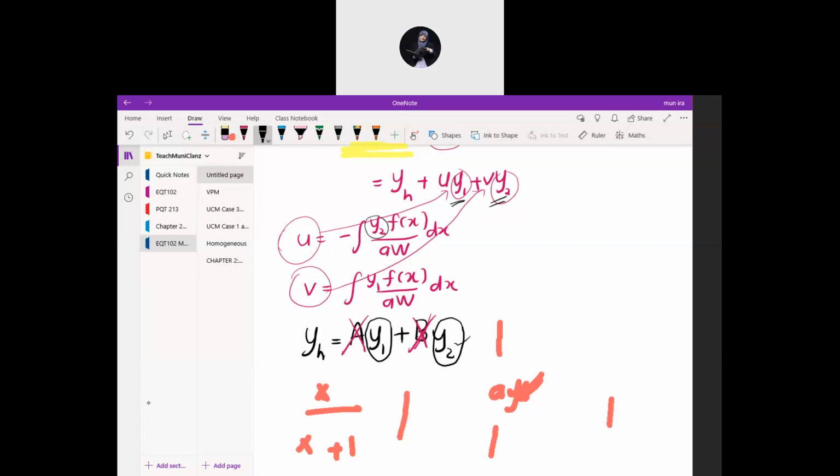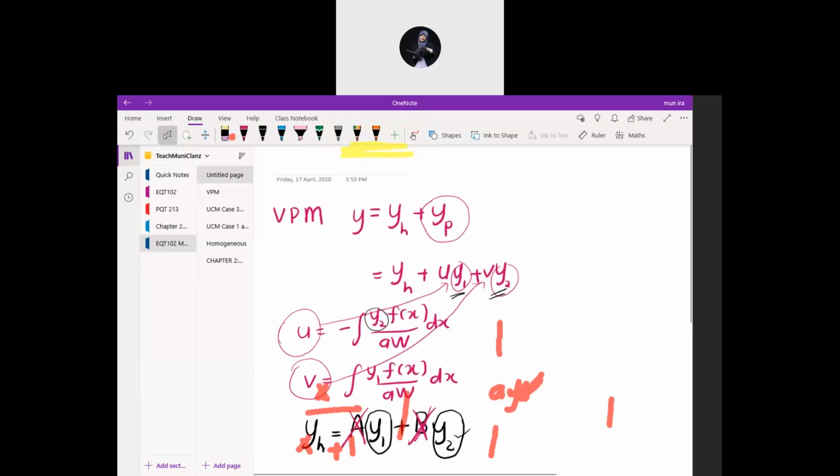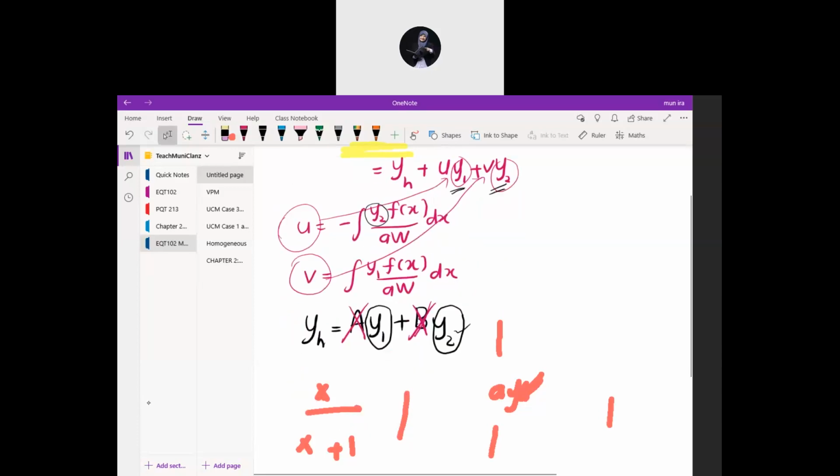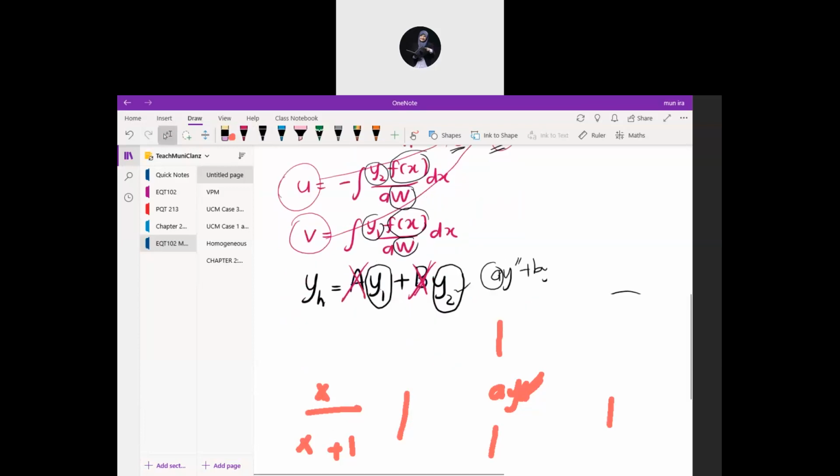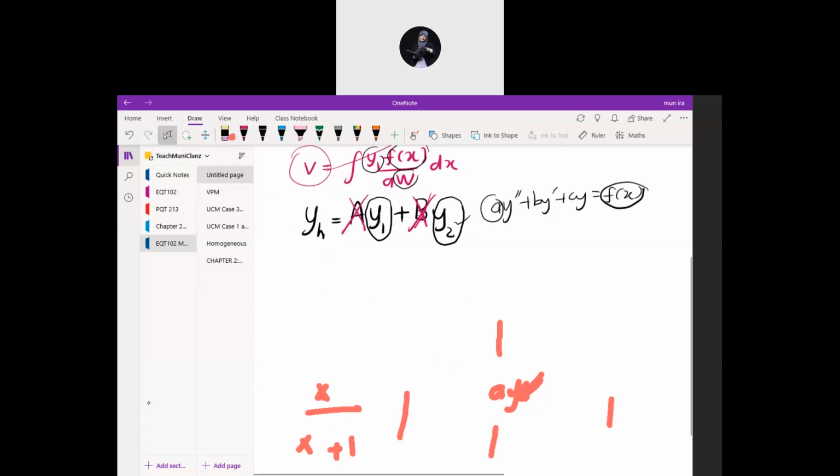If you look at the formula of u, you have y2. Okay, y2 can be obtained from here. Fx can be obtained from the question. Your question is ay double prime plus by prime plus cy equals to fx. So take your fx and bring it into the formula here. Okay, y1 you can obtain from your y1. A can be obtained from your question A here. Okay, and W is the new thing. W, we call W as Wronskian.